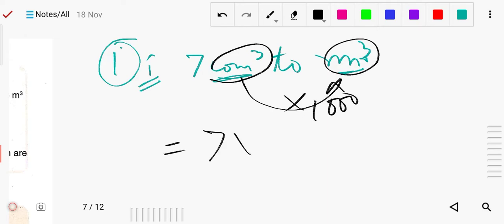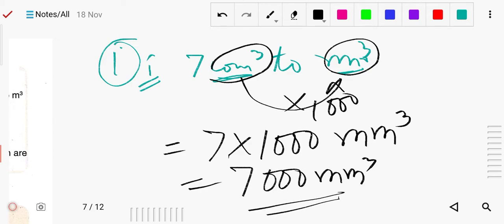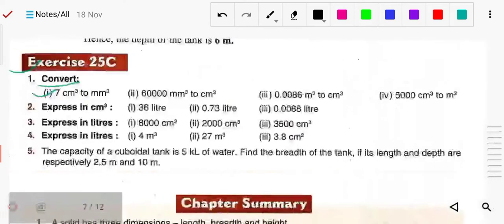So it is 7 into, because 1 centimeter equals 10 millimeter, and it is a cube, so 1000. Now this becomes your millimeter cube. So it will be 7,000 millimeter cube. That's the answer. Okay, now next, question number 2.